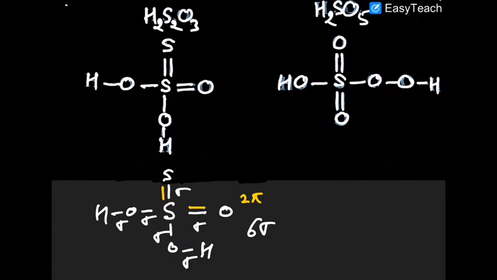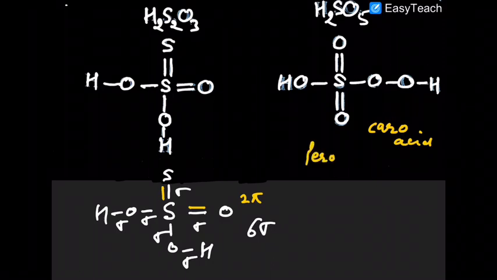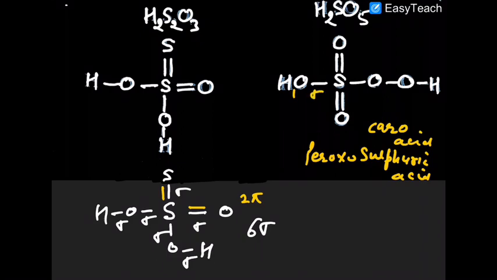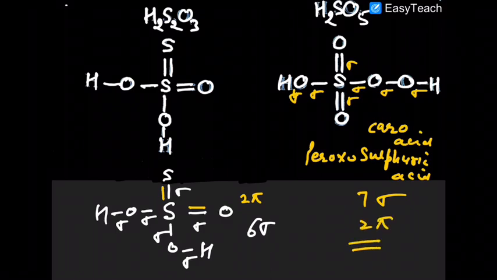Now this is called Caro's acid, or popularly known as peroxosulfuric acid. If this is the name of the compound, then how many sigma bonds are there? The answer is 1 is here, there 2. So 1, 2, then 3, 4, 5, 6, 7. So there are 7 sigma bonds. And how many pi bonds are there? The answer is 2 pi bonds. Are you sure about that?